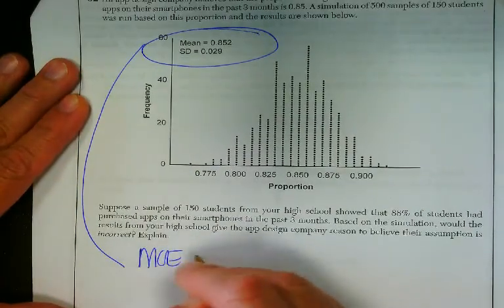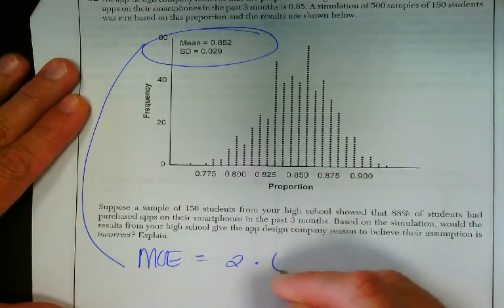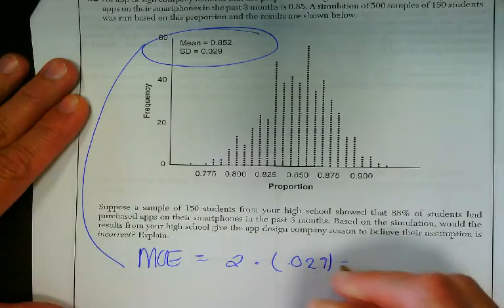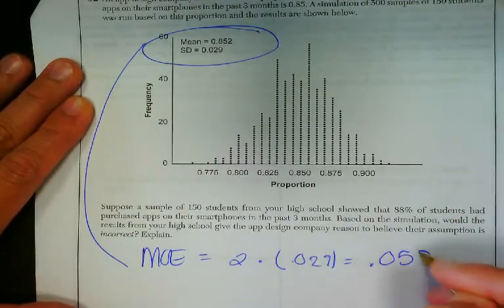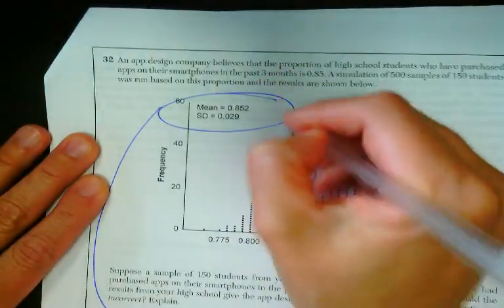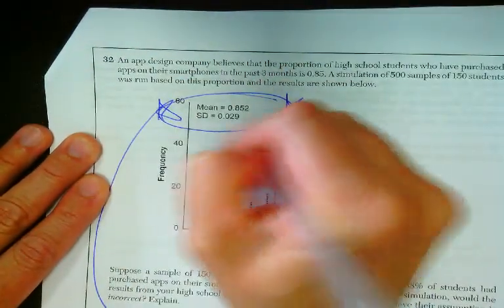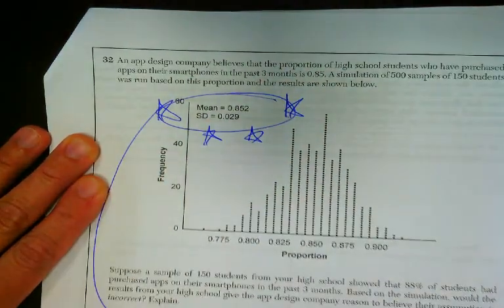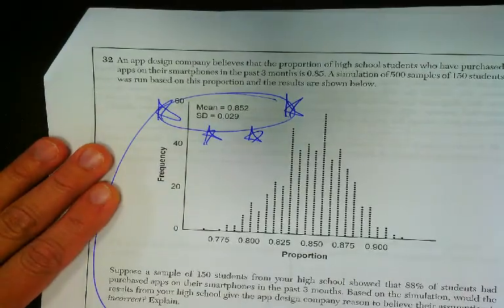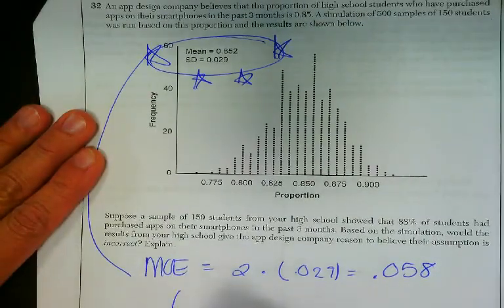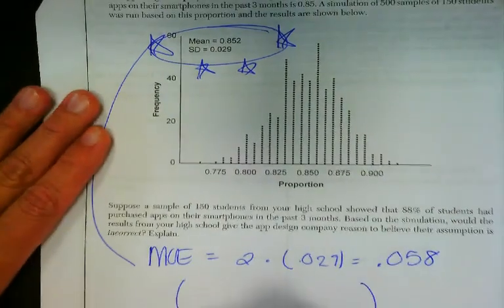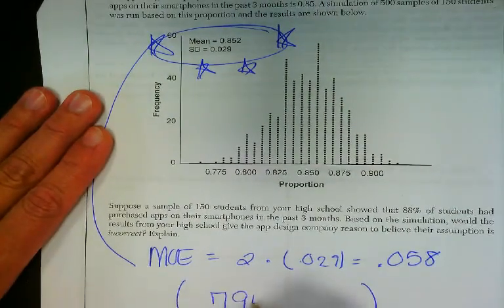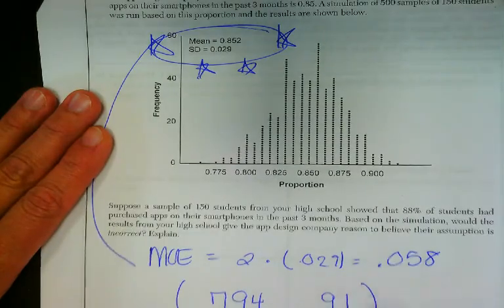Margin of error. So I've got my 2 times my standard deviation. What did I have for that? Just 0.058, sound right? Okay, and again, the second I see this, I need a margin of error and a confidence interval every single time. Then my confidence interval, make sure it's in parentheses, min to max. I think I had 0.794 and 0.91. Sound right?